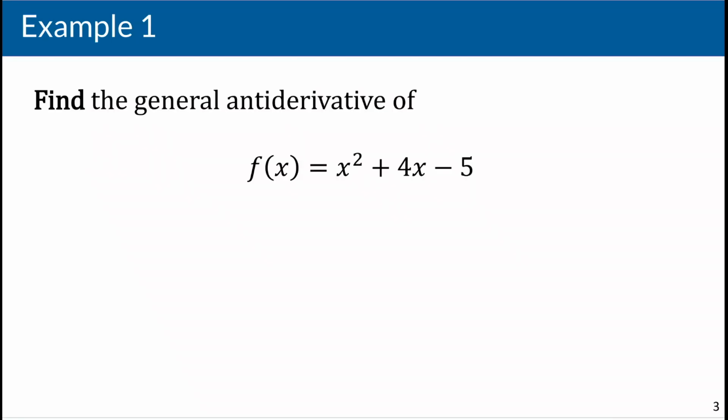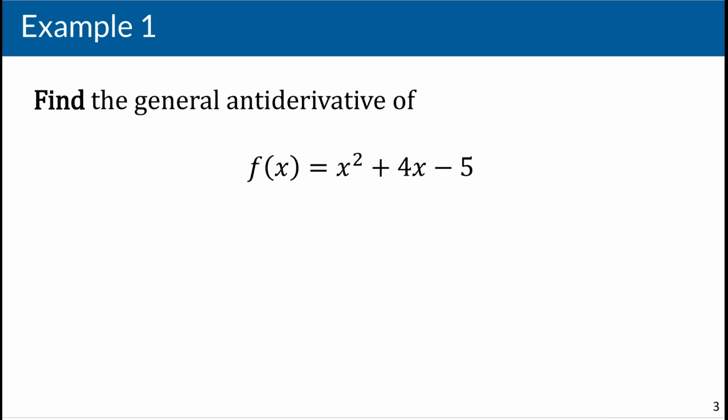Now, I always find that at the high school level, sometimes seeing theorems and definitions in a mathematical context makes an idea look more intimidating than it actually is. So we're going to look at this through some examples and see if we can't wrap our heads around it that way. So in this first one, I'm saying I want to find the general antiderivative of this function, f of x equals x squared plus 4x minus 5.